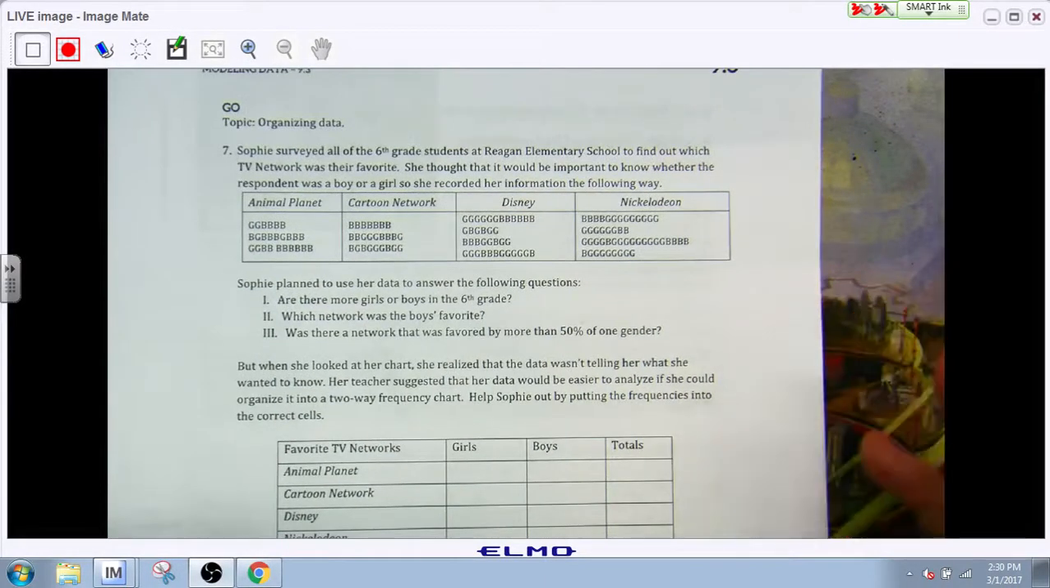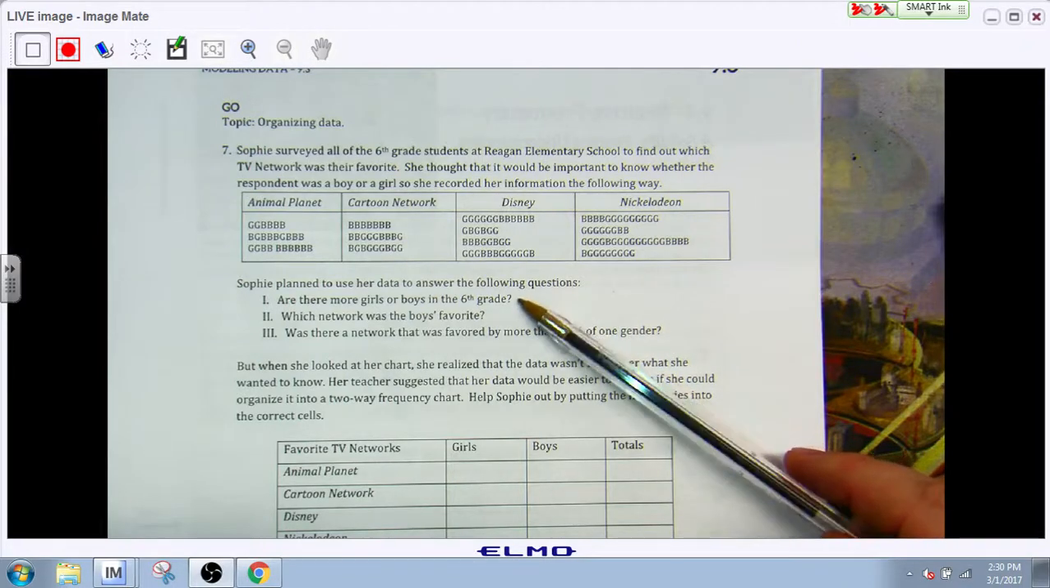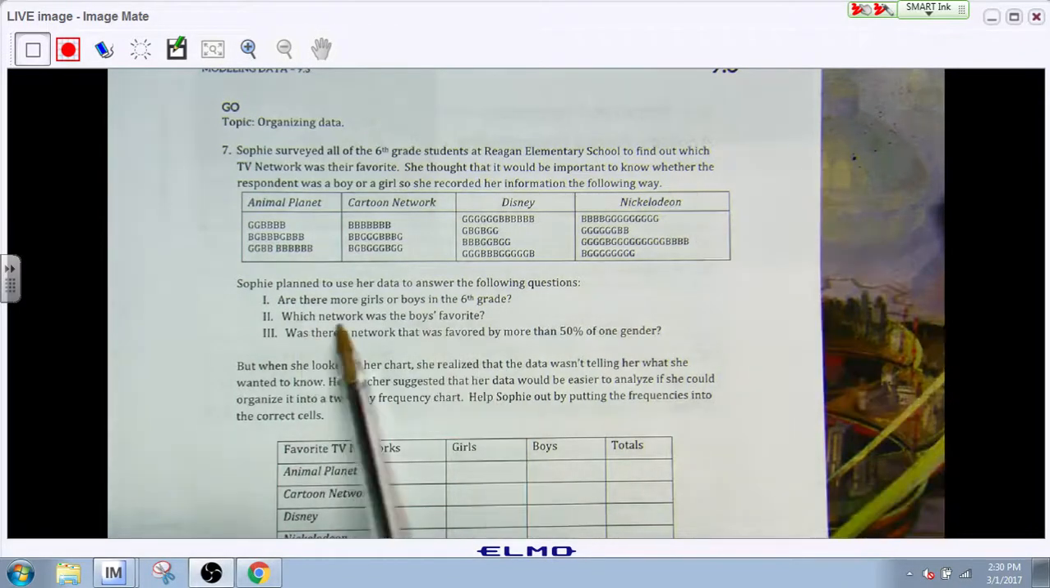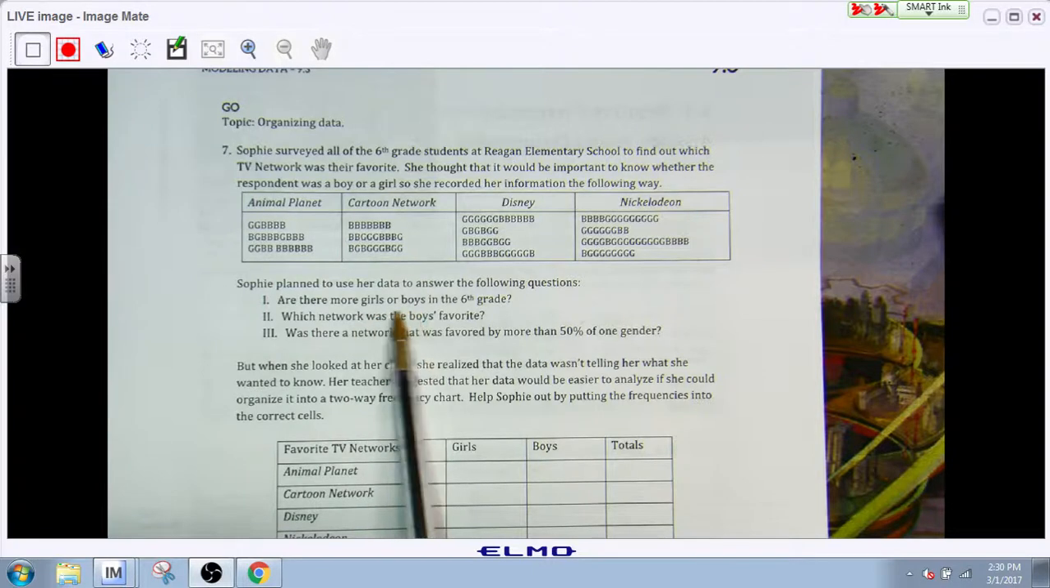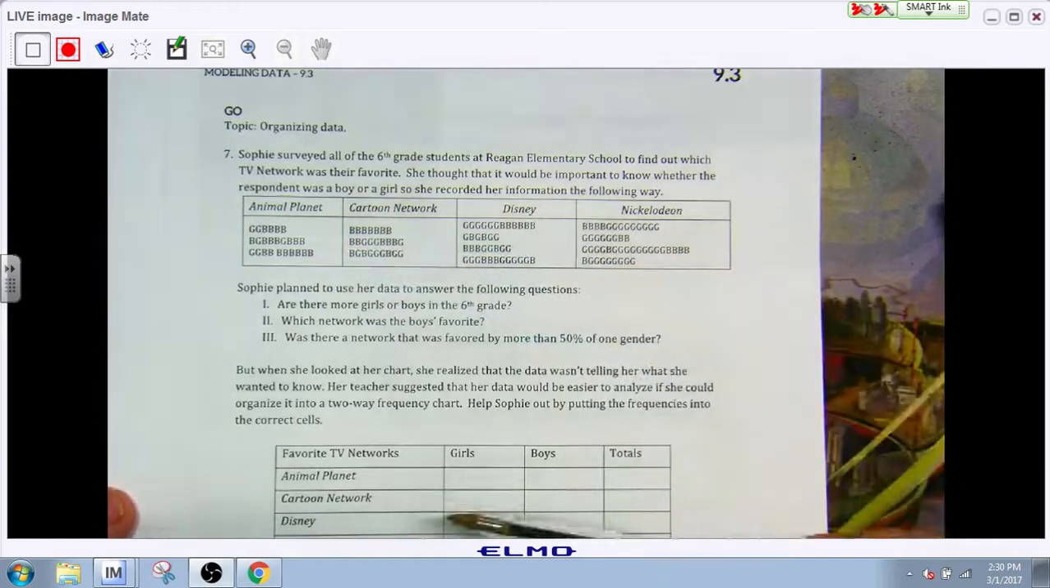Sophie! What are you doing, Sophie? Sophie surveyed some 6th grade students at Reagan Elementary School to find out what TV networks were their favorite. She thought it would be important whether the respondent was a boy or girl, so she recorded her information in the following way. So Sophie planned to use her data to answer the following questions. Are there more boys or girls in the 6th grade? And so all we would do is take this, tally it, see what it is, etc., etc.